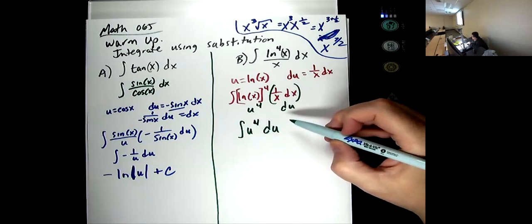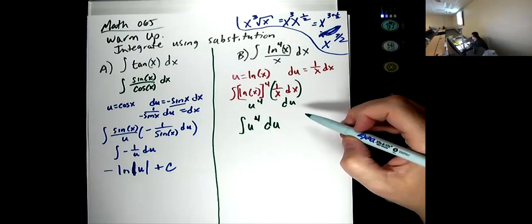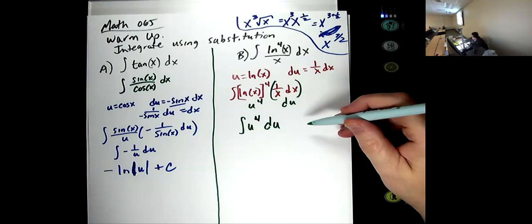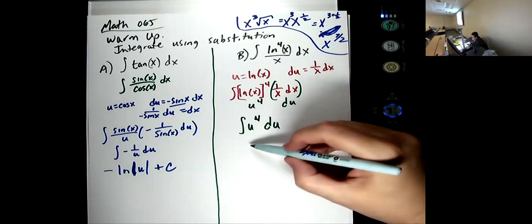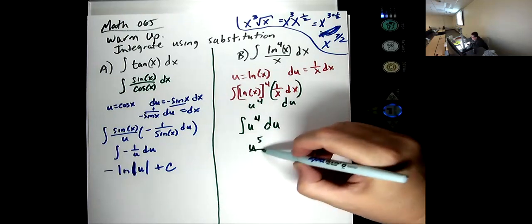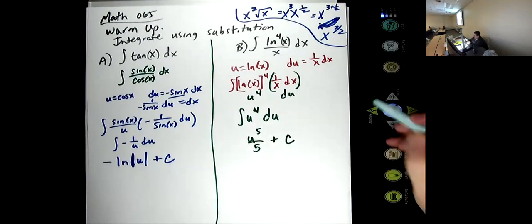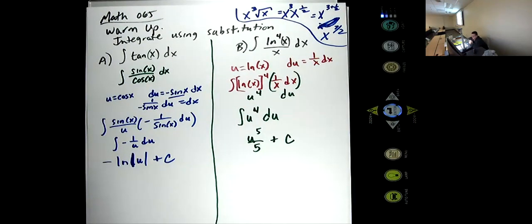And what's the integral of u to the 4th? U to the 5th over 5. Or you could put the 1/5 out front, plus c. Are we good with that? Is everyone happy with our answer?